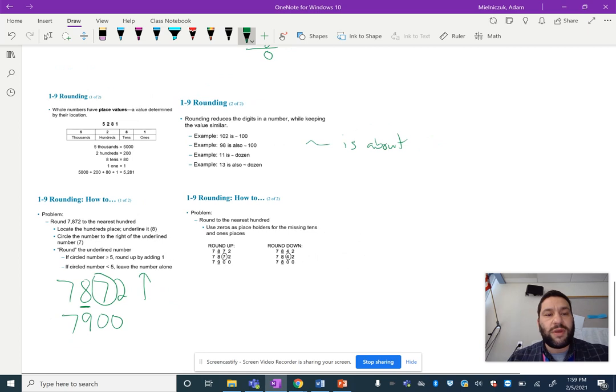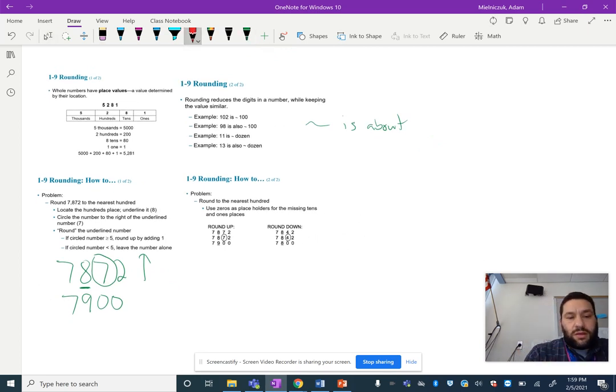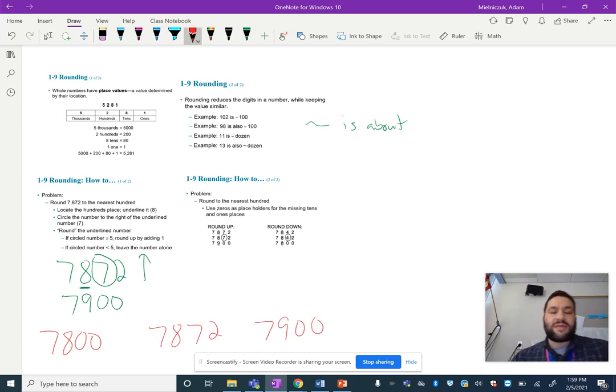Let's look at it a little bit different way. We have 7,800. We have 7,872. We have 7,900. Is 7,872 closer to 7,900 or closer to 7,800? And you should see it's closer to 7,900. Again, reinforcing that that is our answer.